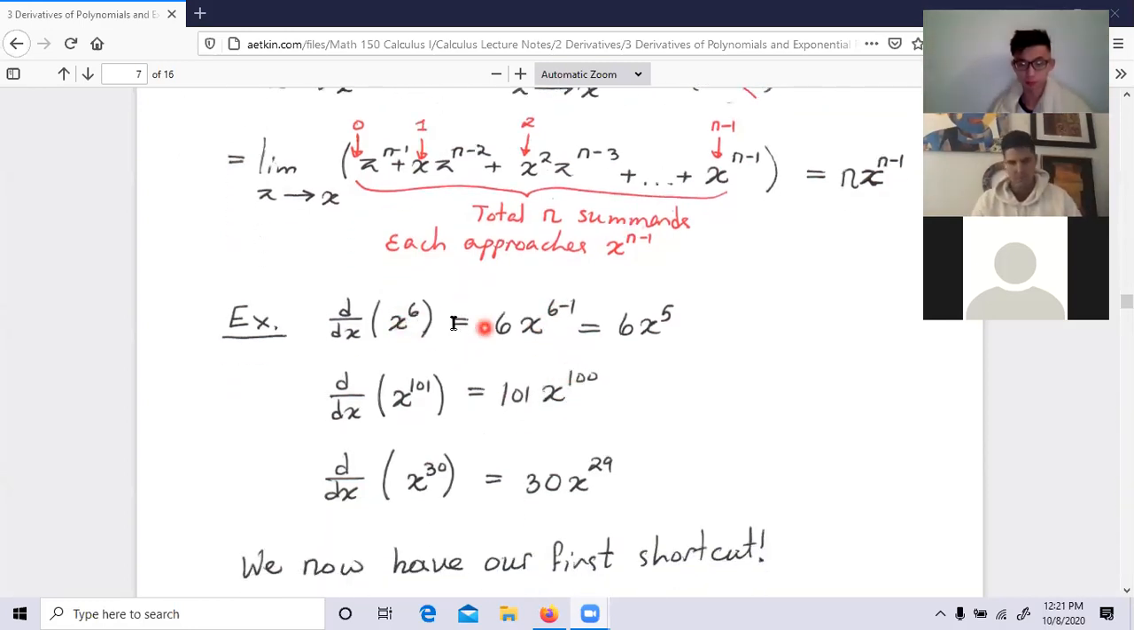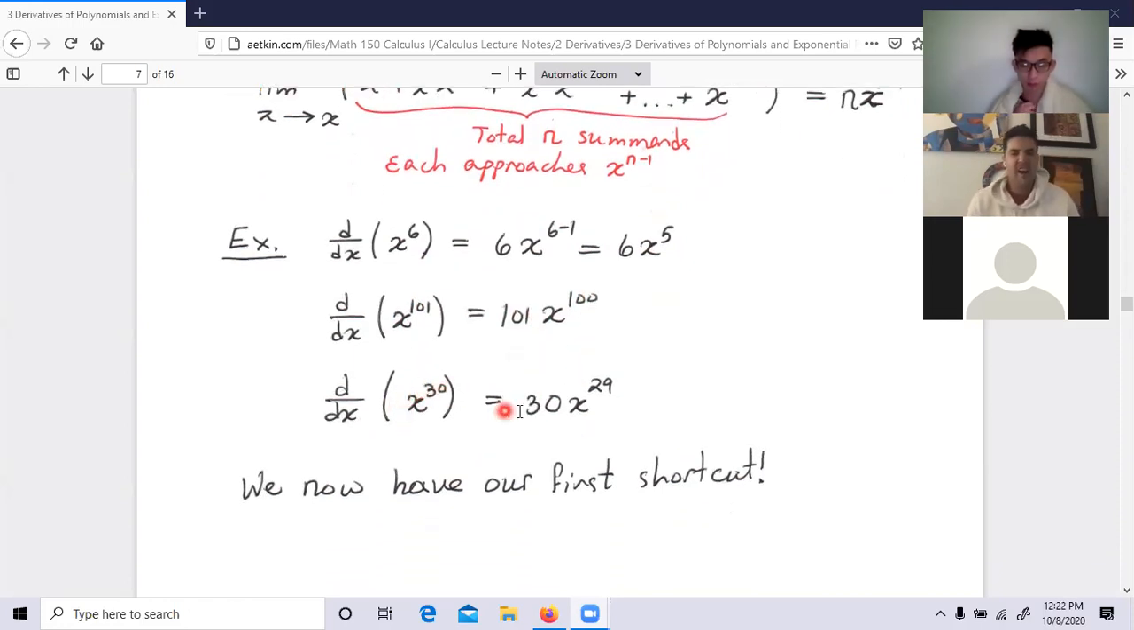So the derivative of x to the 6 is 6x to the 5. Of x to the 101, it's 101 x to the 100. Derivative of x to the 30 is 30x to the 29. Do you understand, guys? We now are able to use the shortcut, but I implore you, understand why a shortcut works, guys, right? I obviously don't teach you this class to do something the stupid, difficult way.